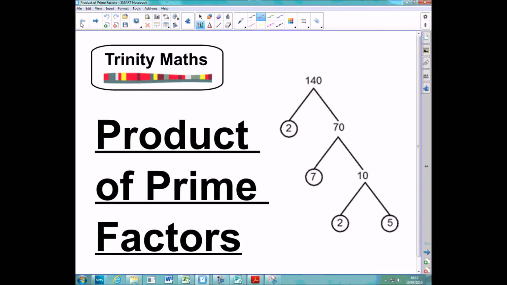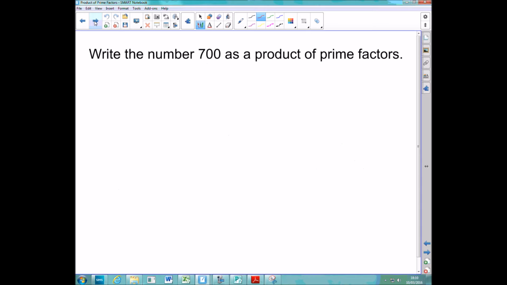This video is going to be on how to write numbers as products of prime factors. Looking at this first question, it's asking me to write the number 700 as a product of prime factors. Now, what does this actually mean? Well, the word product means times. So if I was to ask you to find the product of two numbers, I'd be asking you to times those two numbers together.